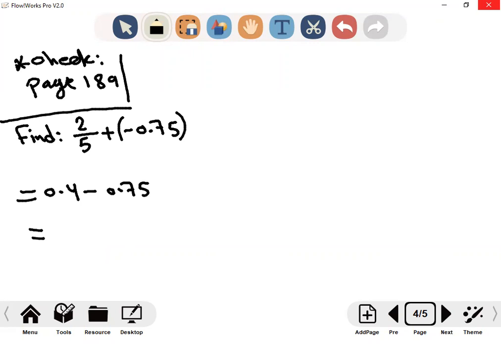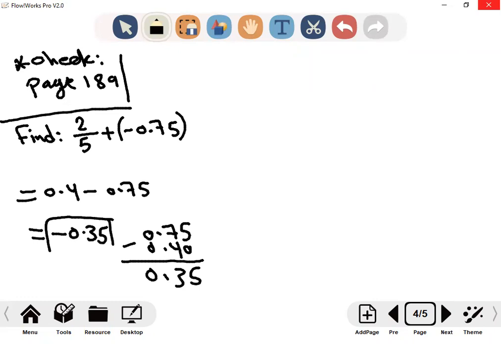Now, which one is bigger, this 0.4 or this 0.75? 7 is bigger than 4, right? So the sign is negative. Check. Now, let's make the subtraction between the two numbers. What will I put up, 0.4 or 0.75? And normal subtraction: 5 minus 0, 7 minus 4 is 3. The decimal comes down and 0. So the answer is negative 0.35, right? This is way one.